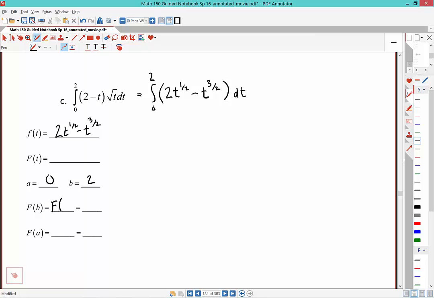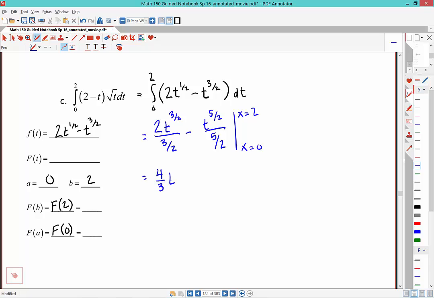Okay, so let's check it out. So we get 2 times t to the 3/2 divided by 3/2 minus t to the 5/2 divided by 5/2. This is going to go from t is 0 to t is 2. Cleaning that up a bit, we can write that as 4/3 t to the 3/2 minus 2/5 t to the 5/2. And we're evaluating this whole thing from 0 to 2. So our antiderivative at t ends up being 4/3 t to the 3/2 minus 2/5 t to the 5/2. And so now we need to evaluate our limits of integration.